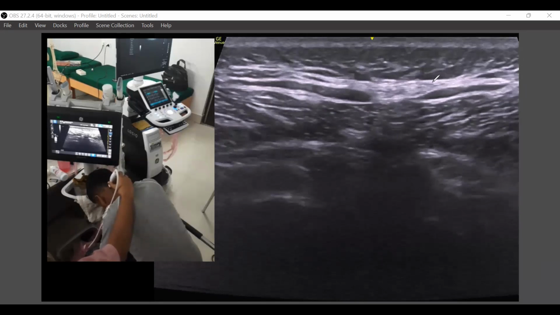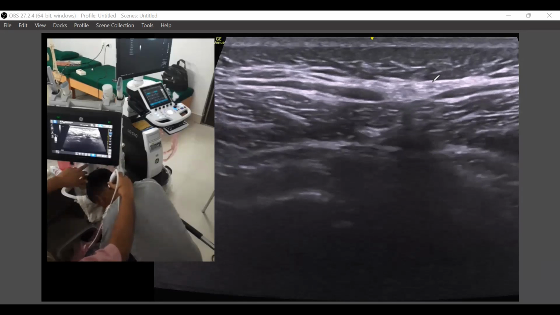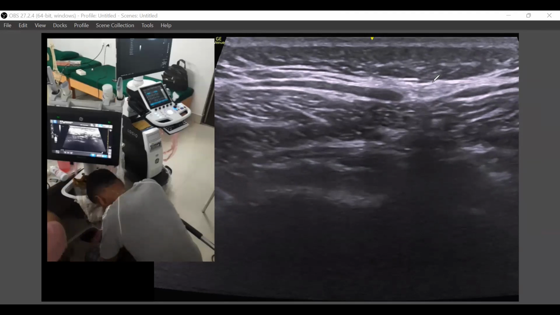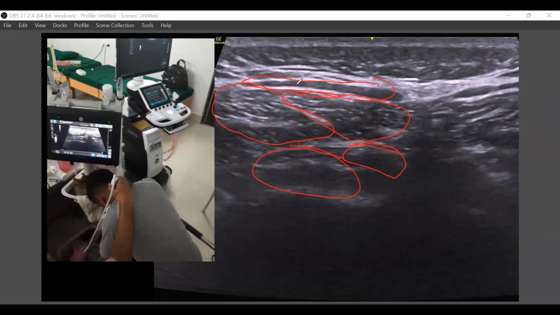So at this area, okay, let me freeze it here. The muscles we can see here: this is your trapezius. This is your semispinalis, medial part, medial fascicles. This is your semispinalis lateral fascicles. Then this is the rectus capitis posterior minor, and this is your rectus capitis posterior major. Rectus capitis posterior major is a little bit lateral to the rectus capitis posterior minor.